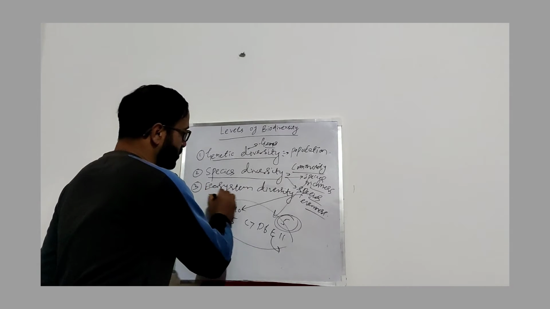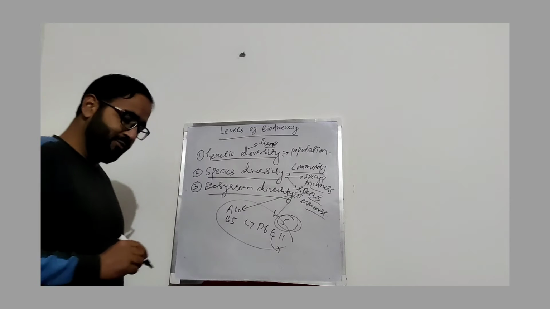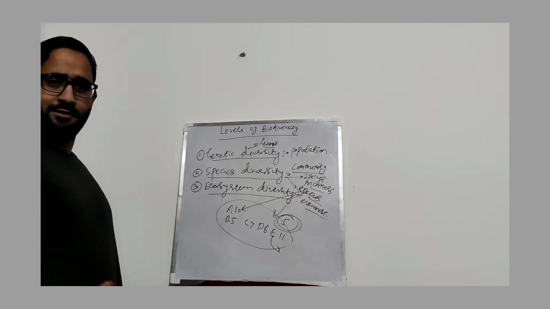Now ecosystem diversity. If you see all the ecosystems, they vary from each other. For example, they are different from each other.